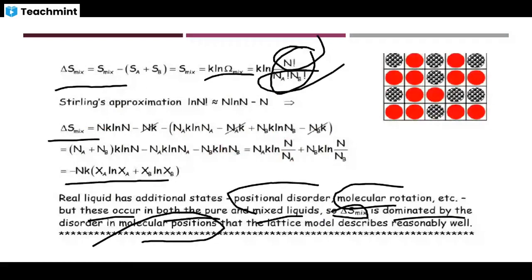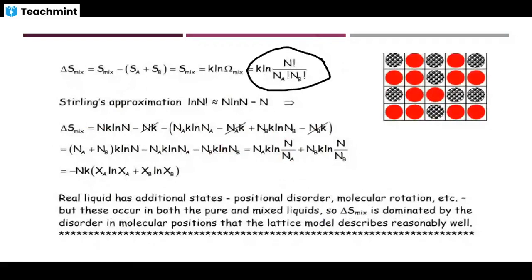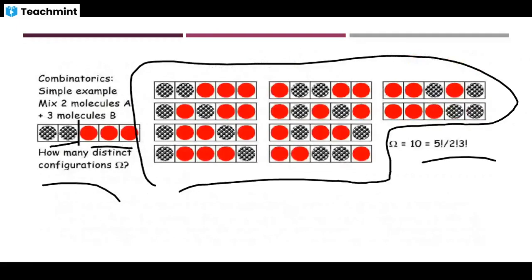Here you see, the number of mixing configurations is N factorial divided by Na factorial and Nb factorial. N is the total number of molecules, here 5. N factorial, Na factorial is 2 factorial, Nb factorial is 3 factorial. This is how statistical mechanics works. You should know how.